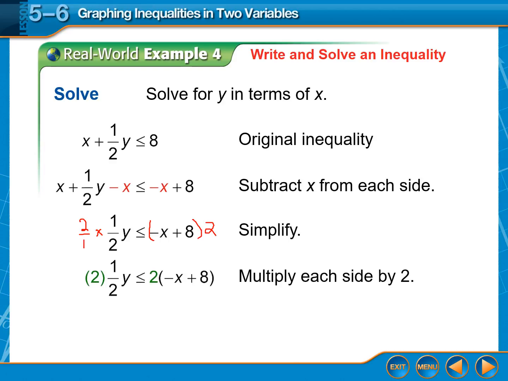So we multiply 1/2 times 2, which will cancel out. Multiply 2 times negative x plus 8. And that leaves me with the inequality. Y is less than or equal to, do the distributive property, 2 times negative x is negative 2x. 2 times 8 is 16. So my inequality is y is less than or equal to negative 2x plus 16.